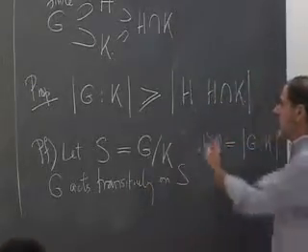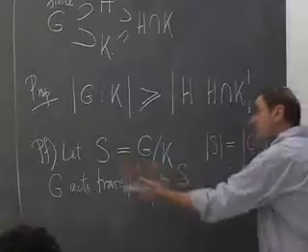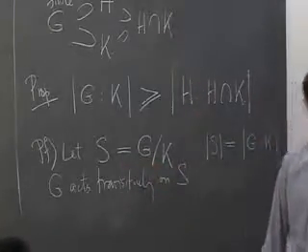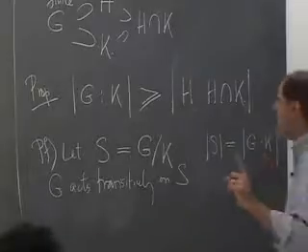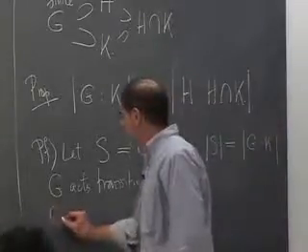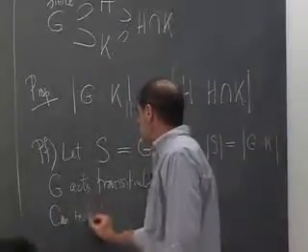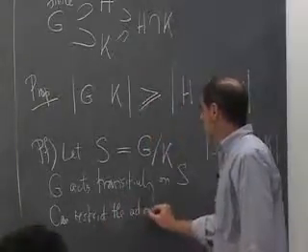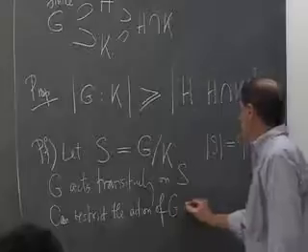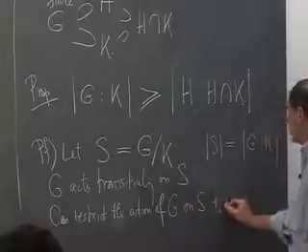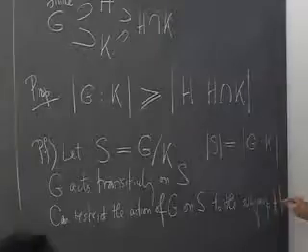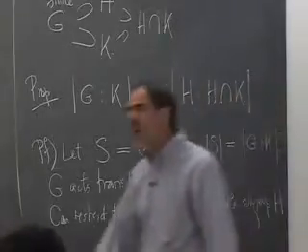You can get from any one left coset of K to any other left coset of K by multiplying by an element in G. But we can take the restriction of this action to H. We can restrict the action of G on S to the subgroup H, for any subgroup, and you get an H action.